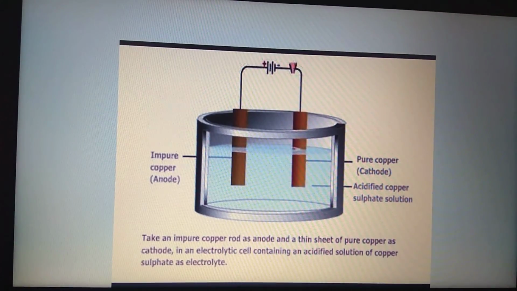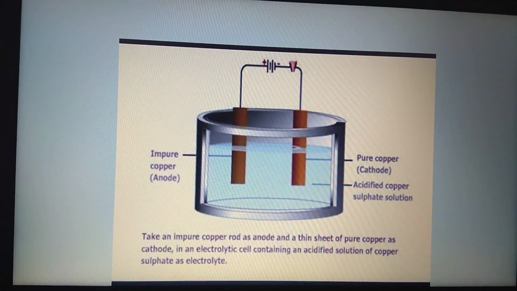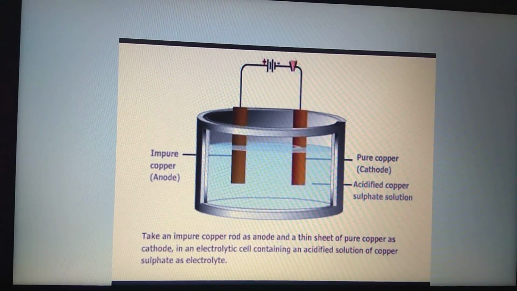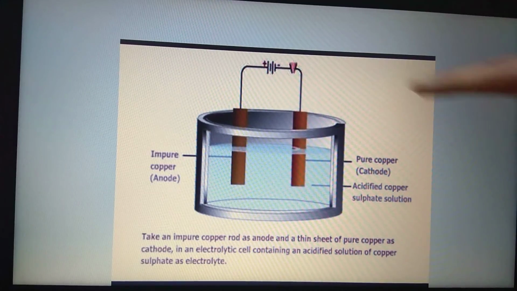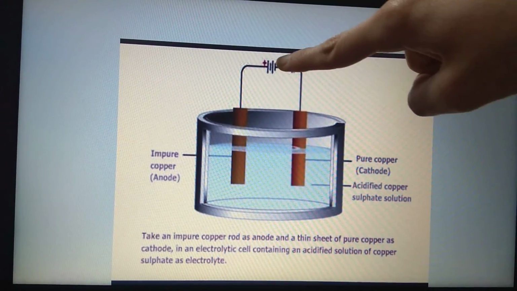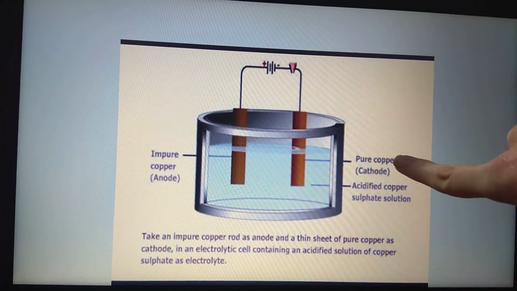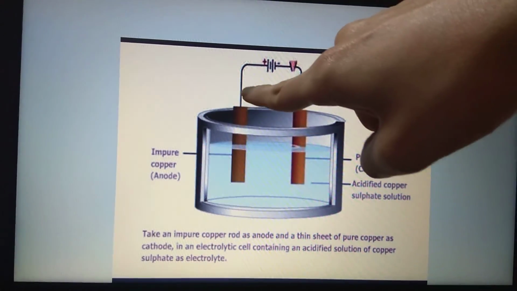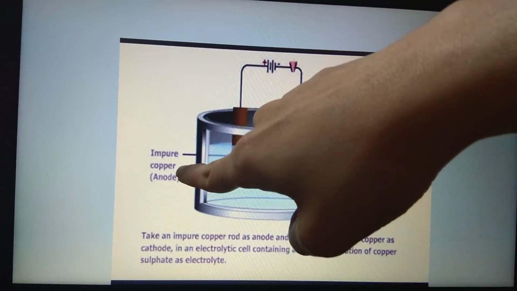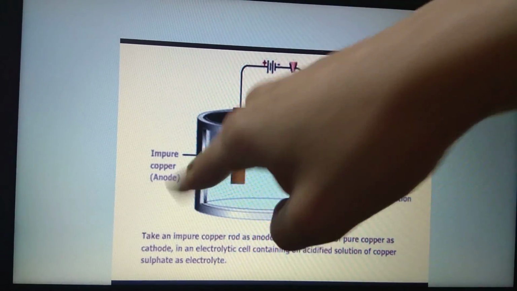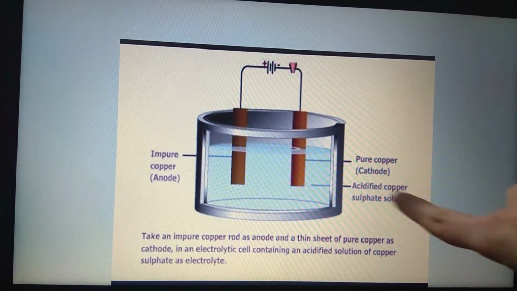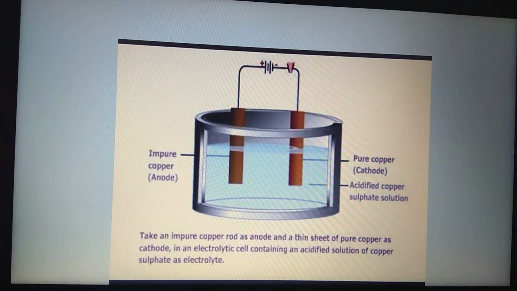This picture shows the cell that is used in purification of copper. As you can see, the negative electrode, which is the cathode, is a piece of pure copper. The positive electrode, which is the anode, contains impure copper, and the solution is copper sulfate solution.